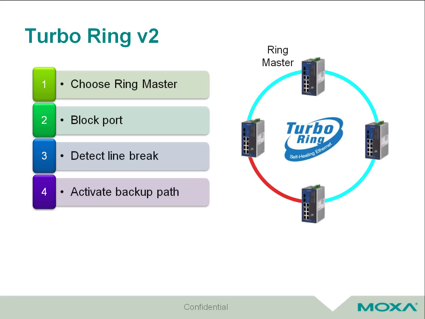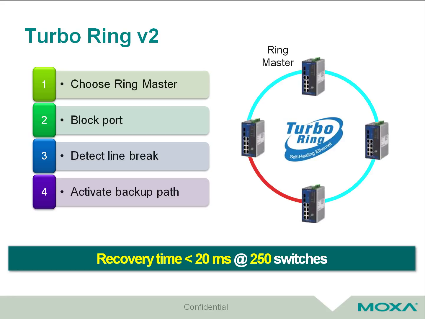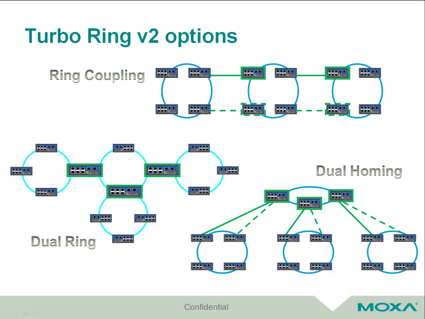For a single Fast Ethernet ring that consists of 250 switches, recovery will take less than 20 milliseconds. In case of a gigabit ring, recovery time is less than 50 milliseconds. Such tremendous recovery speed for large-scale networks is the key value of Turbo Ring technology. To provide flexibility, Turbo Ring version 2 supports additional features for redundant ring interconnectivity. They are called ring coupling, dual homing, and dual ring.